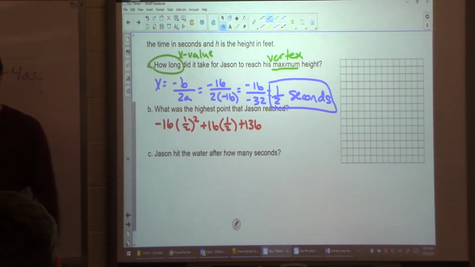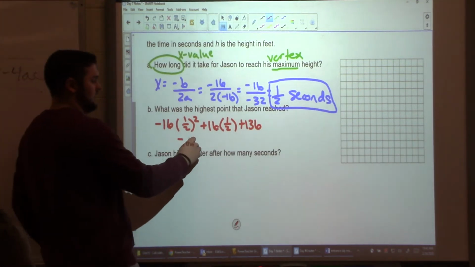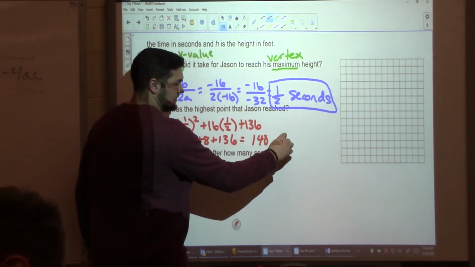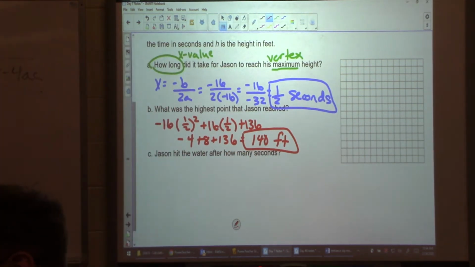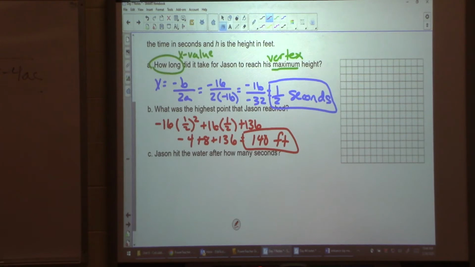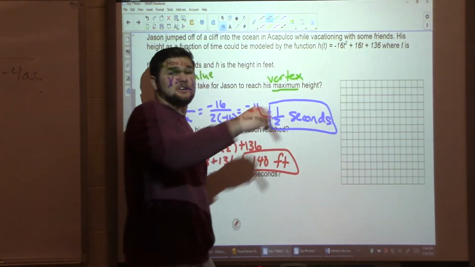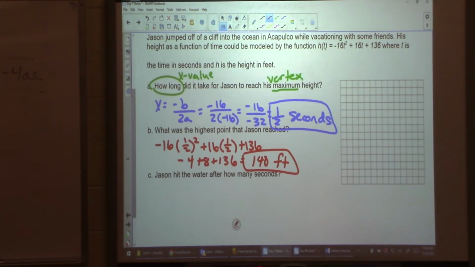All it is, I plug my x value back in. And now all I gotta do is plug in your calculator. We should get negative 4 plus 8 plus 136, which gives us 140 feet. So when he jumps off that cliff and he hits his highest peak, he's 140 feet above the water. Pretty cool. Right, that makes sense because his initial height was 136 feet. So if he jumped 4 feet in the air, then he starts heading down. Okay? That's the easiest part of the problem.